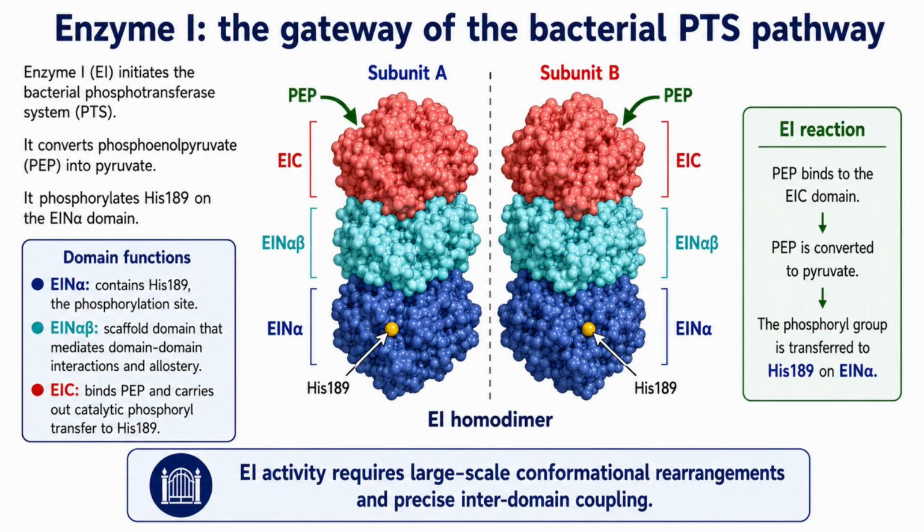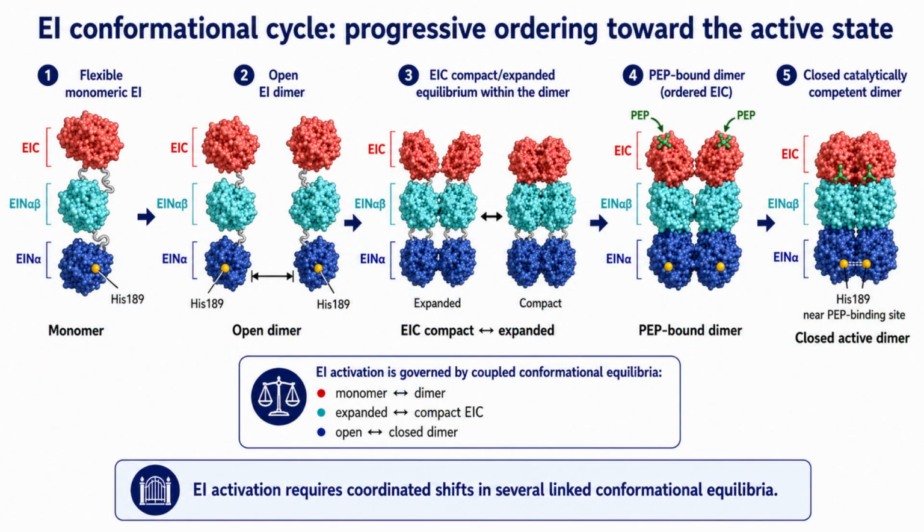But enzyme 1 is not active as a simple rigid structure. Its activity depends on several linked conformational equilibria. The protein can exist as a flexible monomer or as a dimer. Within the dimer, the EIC domain samples compact and expanded states, and full activity requires closure into the catalytically competent state. In this work, we asked how these structural transitions are coupled to changes in conformational entropy.